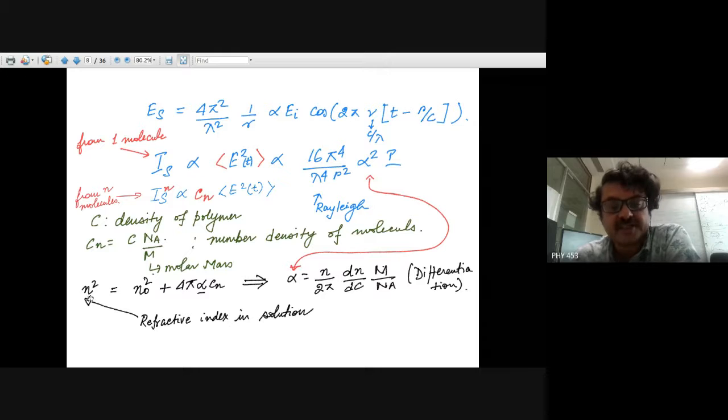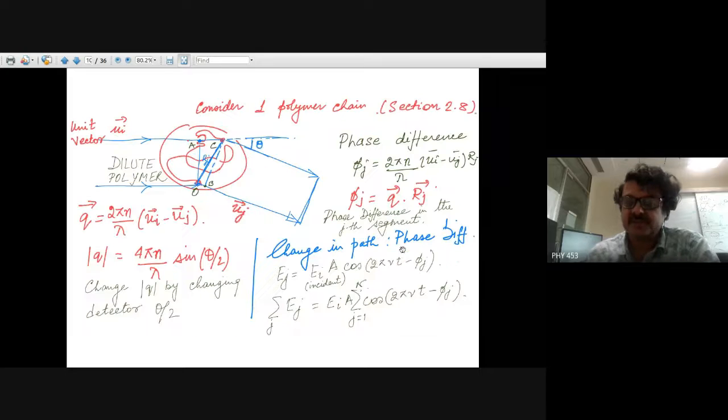How would the refractive index change? Then if you take the derivative, you can write the polarizability in terms of how the refractive index is changing with concentration. And this is the molar mass, and this is the Avogadro number, but basically this is the molecular weight of an individual polymer chain.